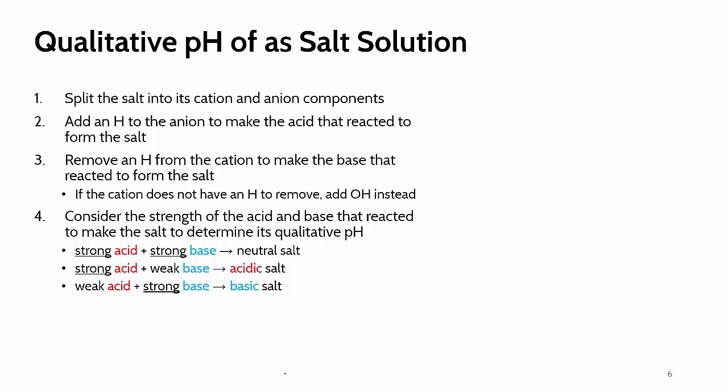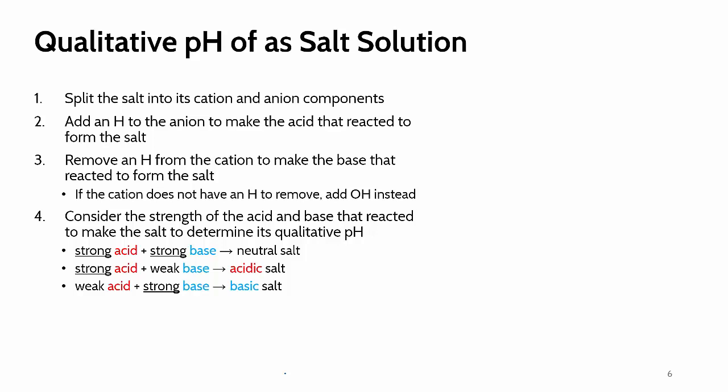We can determine the pH of a salt solution qualitatively by considering which acid and which base would have reacted together to make that salt. So first, take your salt and split it into the cation and anion components. Then, with the anion, add a hydrogen to make it into the acid that reacted to form the salt, and then take the cation and remove a hydrogen to make it into the base that formed the salt.